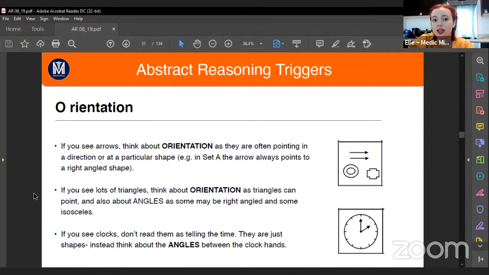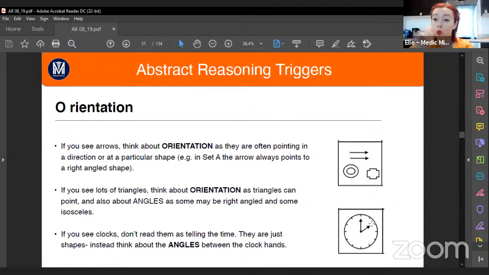In terms of orientation, again, if you've got triangles, if you've got arrows, those are your hints to look at orientation. And also clocks. I won't touch on clocks very much, but they are questions that sometimes come up. The key with clocks is you're not reading the time. You are looking at the angles between the hands. And the commonest mistake that people will make is they just go, okay, well, those hands, they're quite close together. So that's probably about 45 degrees there. And they just leave it at that.